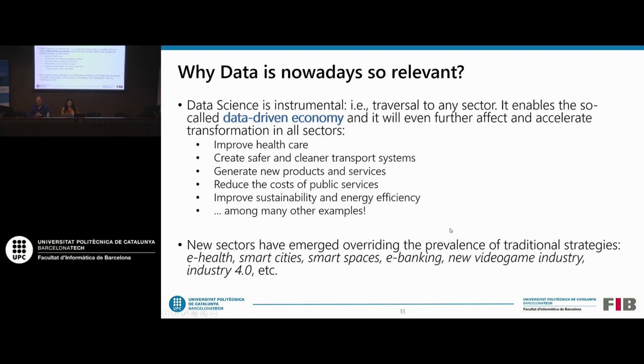But these are just the ones that are appearing. When data science arrives in a sector and makes a big impact, what we have witnessed is that new marketing names appear for how this field has been transformed thanks to data science. And here you have names that you may have heard, like e-health, health based on data science tasks, smart cities, smart spaces, e-banking, the new video game industry that adapts to how good the people playing the game are, so that they don't generate frustration in the players. The industry 4.0, where everything is sensorized, and then you use these sensors to predict, for example, if a machine is going to fail, things like that. Okay.